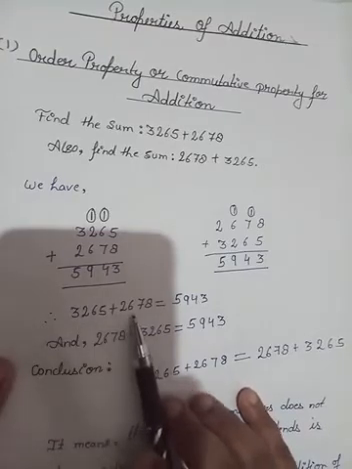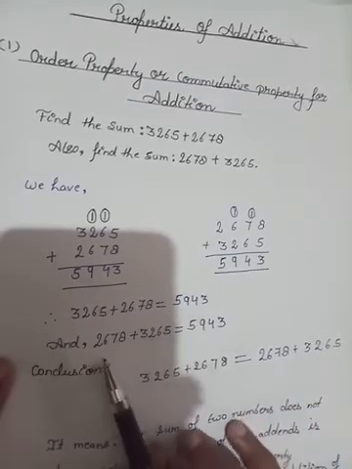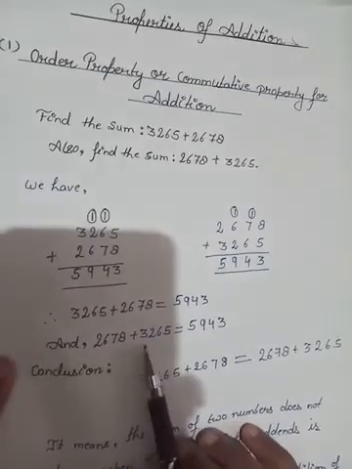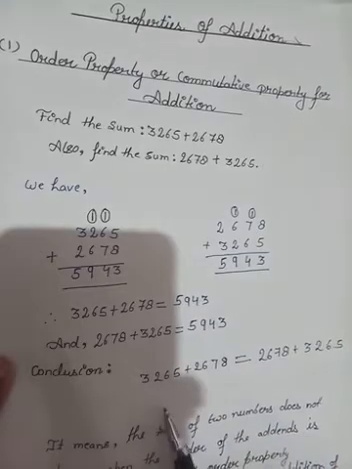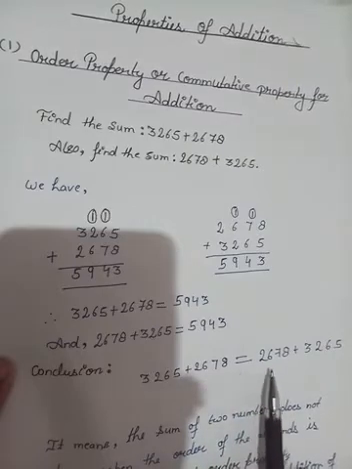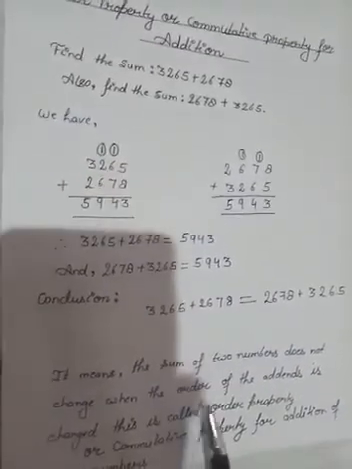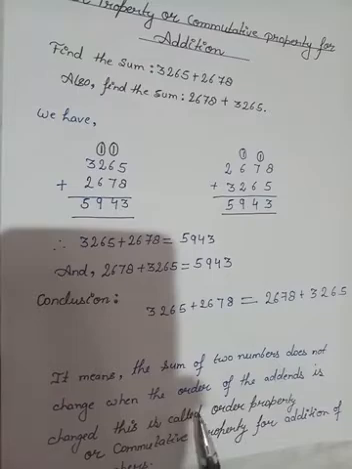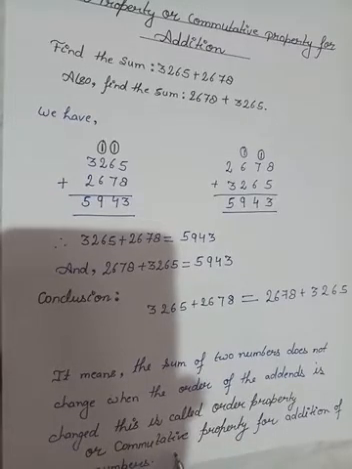It means 3265 plus 2678 equals to 5943 and 2678 plus 3265 is also equal to 5943, which means 3265 plus 2678 equals to 2678 plus 3265. It means the sum of two numbers does not change the value when the order of the addend is changed. This is called order property or commutative property for addition of numbers.